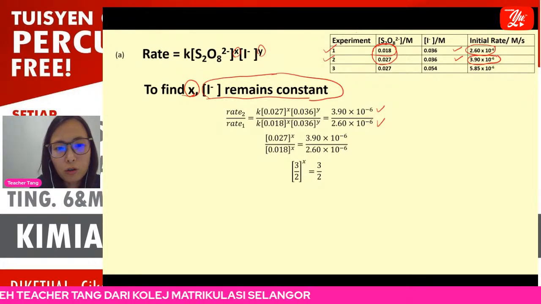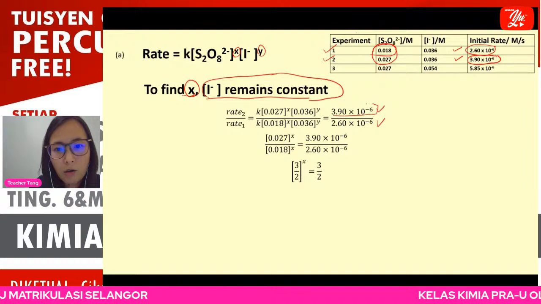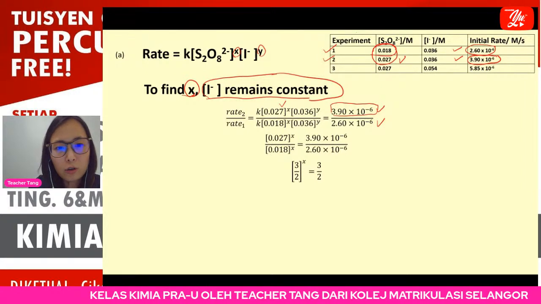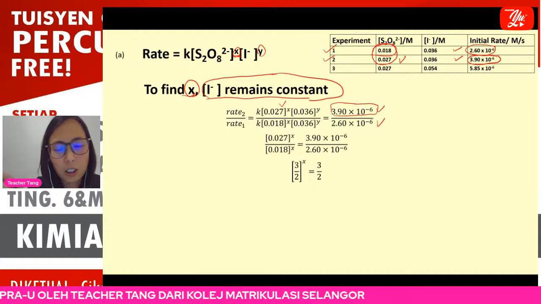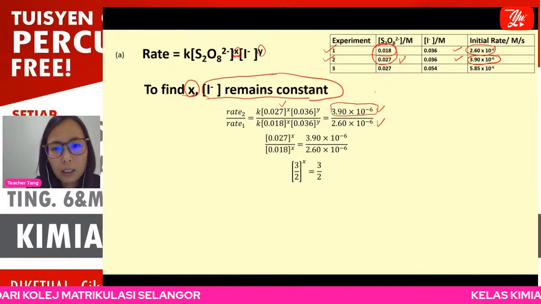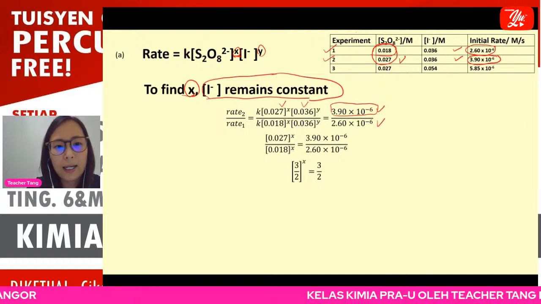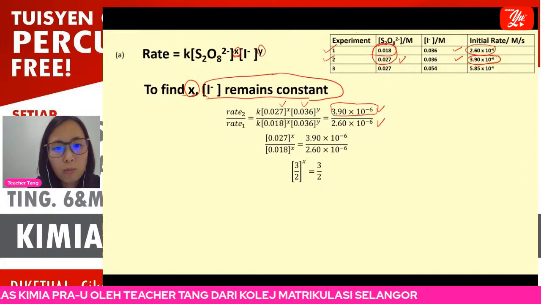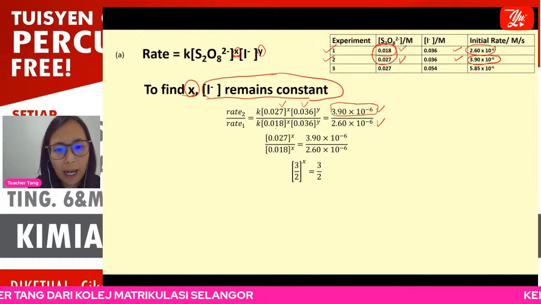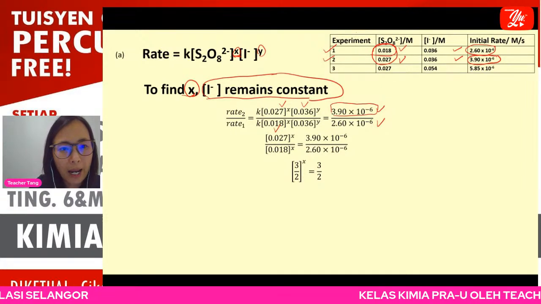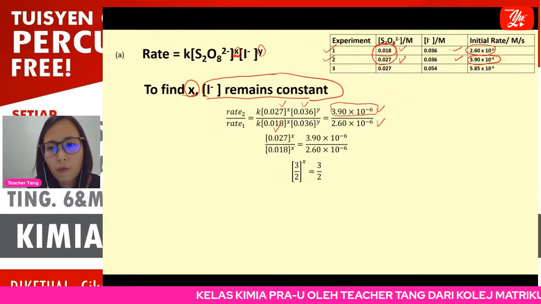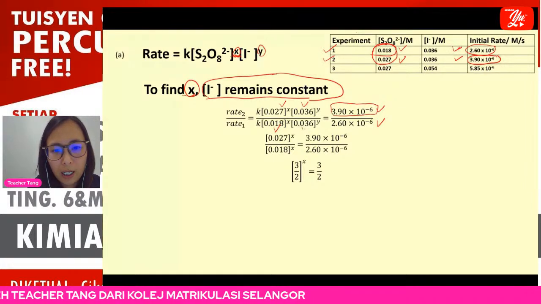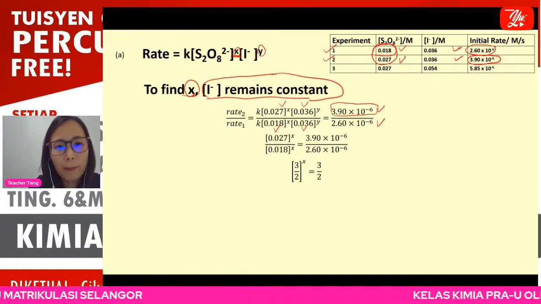Okay, so we substitute for experiment 2. This is the initial rate value, and the concentration of S2O8 is 0.027 raised to the power of x, just like how we write the rate law equation. And the concentration of iodide ion is 0.036. Divide by the reaction rate for experiment 1, and the concentration of S2O8 2 minus in experiment 1 is 0.018 raised to the power of x, and then the concentration of iodide ion is 0.036 for experiment 1. So we substitute that into the rate law equation and raise to the power of y.